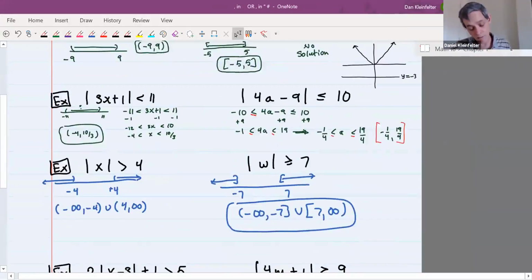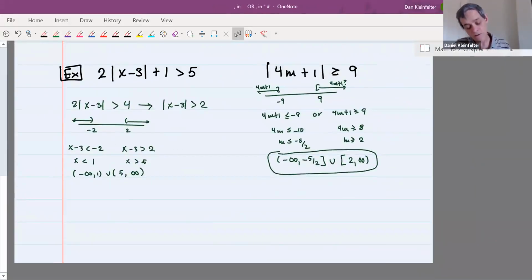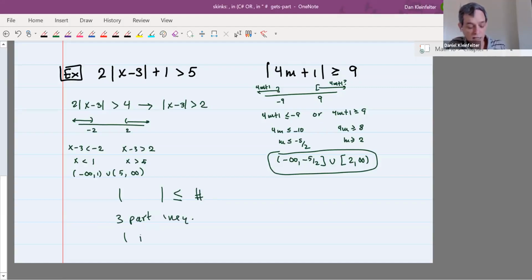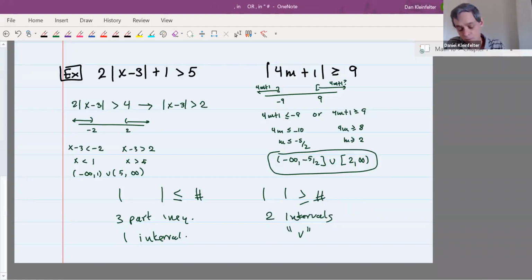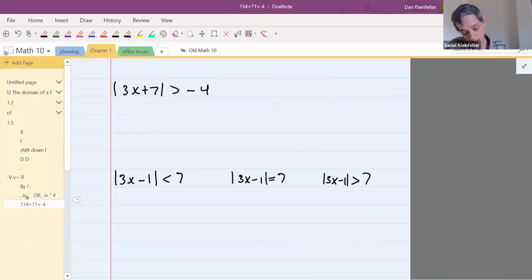Okay, so again, remember in working with these absolute value inequalities, if it's something less than or equal to some number, you're going to get a 3-part inequality, and you're going to get just one interval for an answer. Okay, if it is absolute value greater than or equal to some number, then you're going to get 2 separate intervals, and you're going to have that union symbol in there joining together those 2 separate intervals. Okay, we just have a little more.